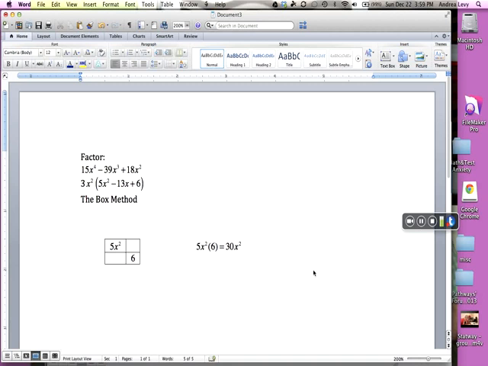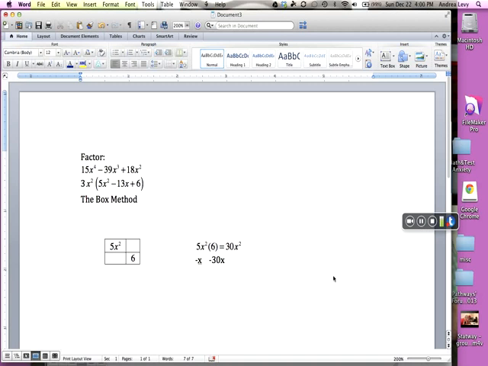So one factor pair would be a negative x, and I would have to multiply that by a negative 30x to get a positive 30x squared. But when I add these together, I get negative 31x. So this is too big. The negative 30x is too big. I need numbers that are going to be closer together.